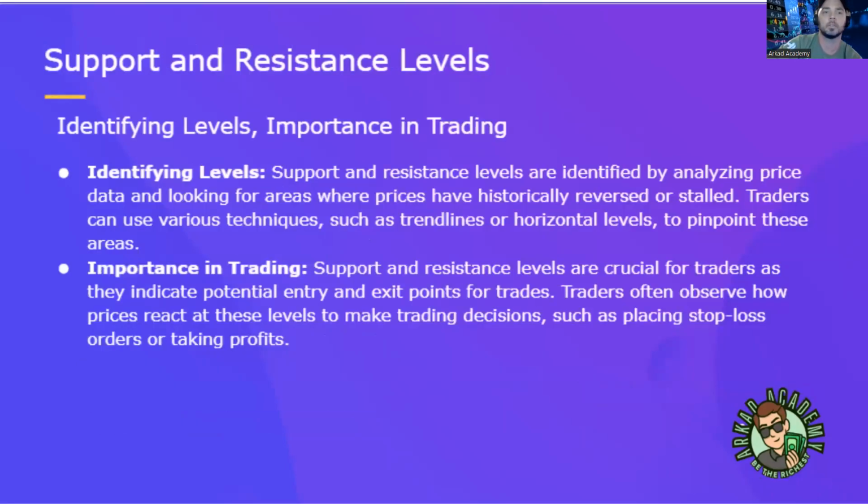So support and resistance, identifying levels. Support and resistance levels are identified by analyzing price data and looking for areas where price has historically reversed or stalled. Traders can use various techniques such as trend lines or horizontal levels to pinpoint these areas. Importance in trading. Support and resistance levels are critical for traders as they indicate potential entry and exit points for trades. Traders often observe how prices react at these levels to make trading decisions, such as placing a stop loss or taking profit.